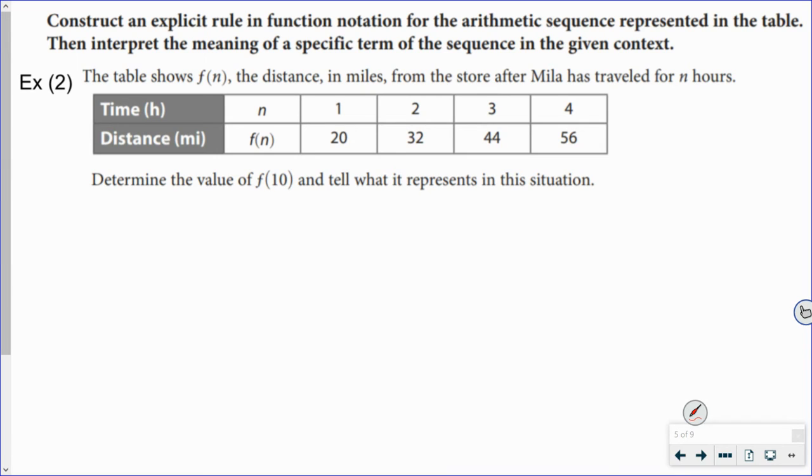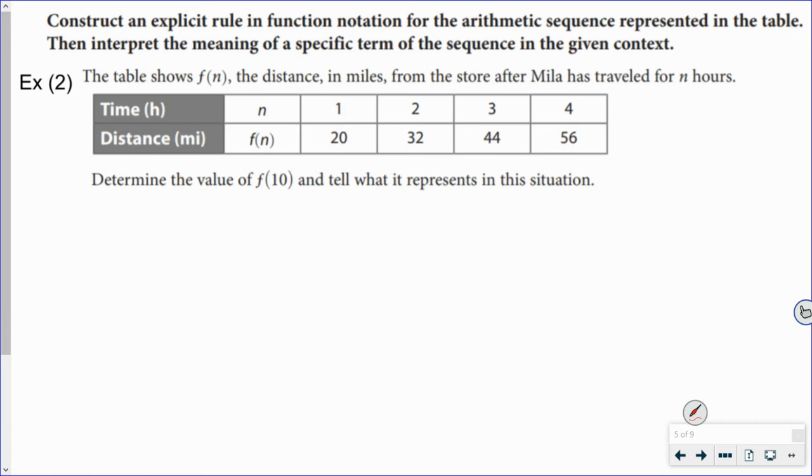Example number 2. This one's a little different. I already have the table, and like I told you, you've got this in your notes, so you want to write down example 2. My job here is to construct an explicit rule in function notation for an arithmetic sequence represented by this table.